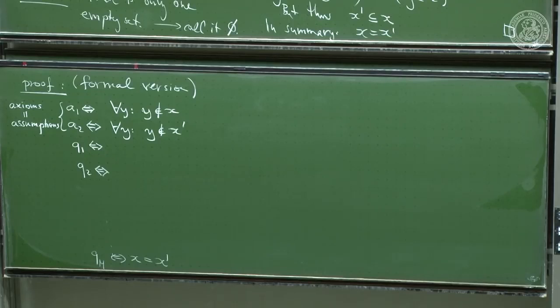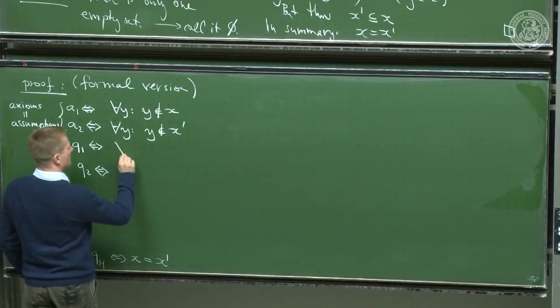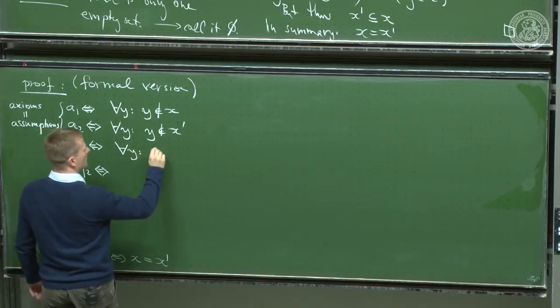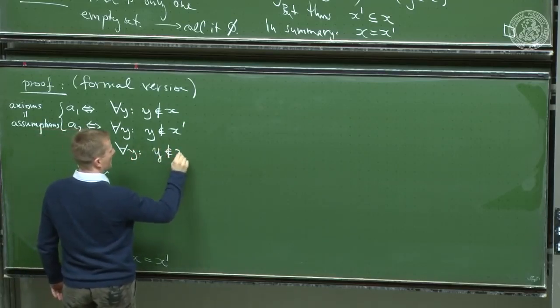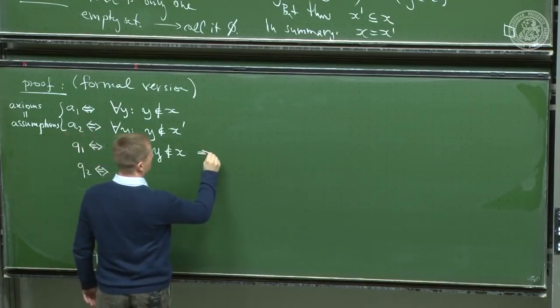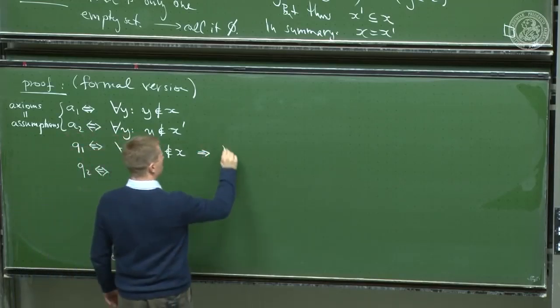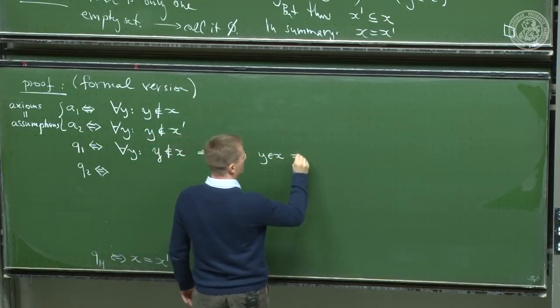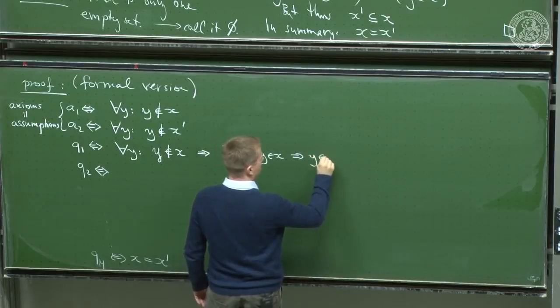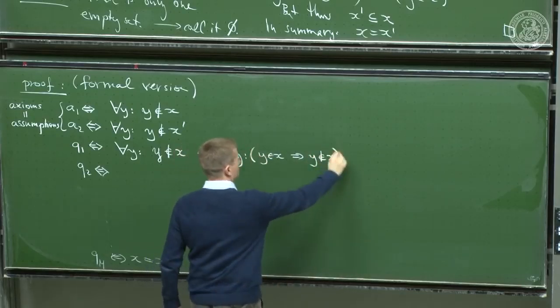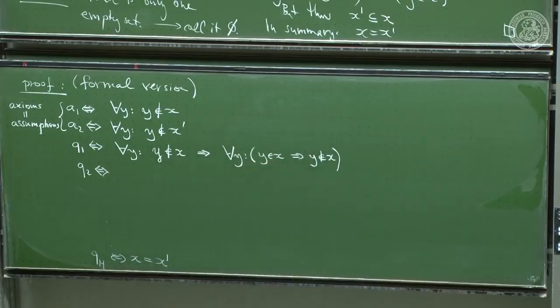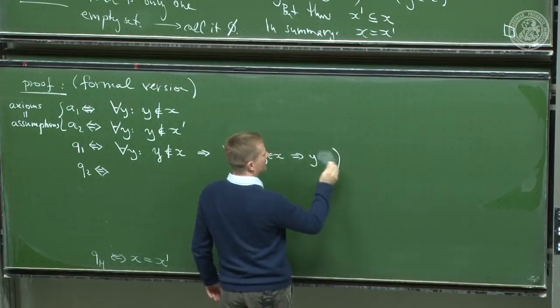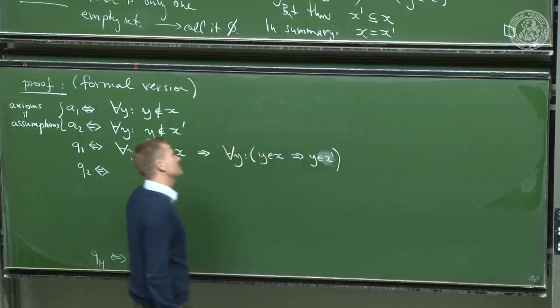Well, the first thing, we write down a tautology. And that is, if for all y, y is not an element of x, that implies that for all y, y is an element of x implies y is not an element of x prime. Let me see whether this is what I wish. It doesn't matter. I can again write here what I want, so I want this.